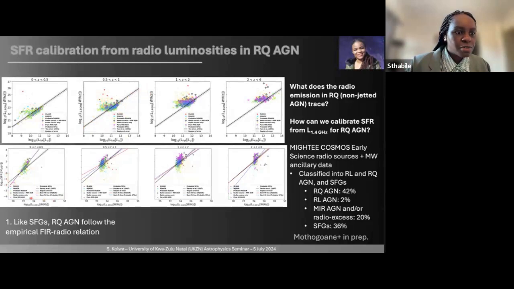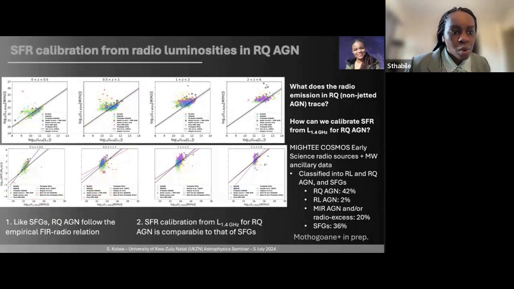And then in terms of the star formation rate as a function of 1.4 gigahertz luminosity, the calibration of radio quiet AGN, again shown in green, seems to follow very closely the calibration of star-forming galaxies. And those are shown by the correlations. In the dashed line, you've got the star-forming galaxies, and in the red line, you've got your radio quiet AGN. So overall, what Thando is seeing is that radio quiet AGN have properties in the radio and in the infrared that are very similar to star-forming galaxies.